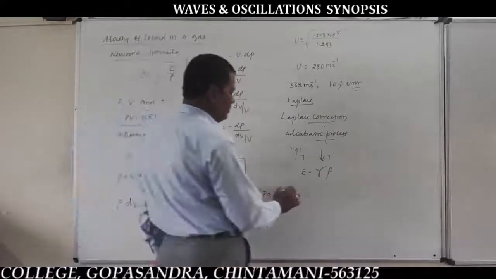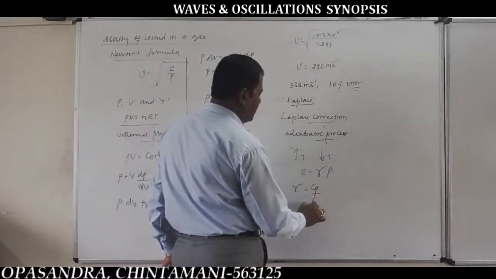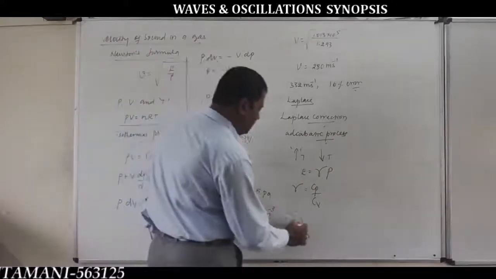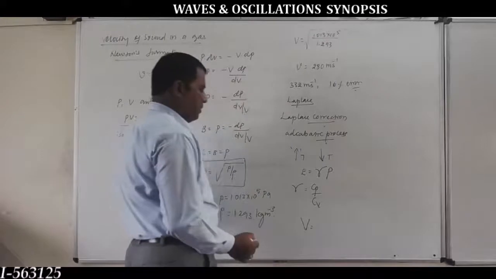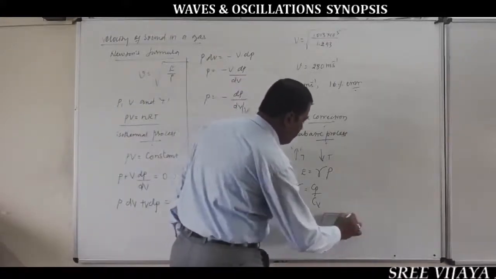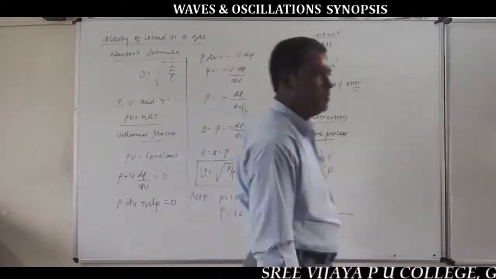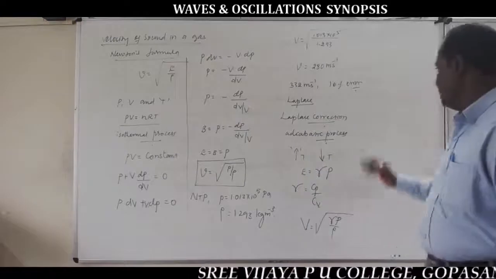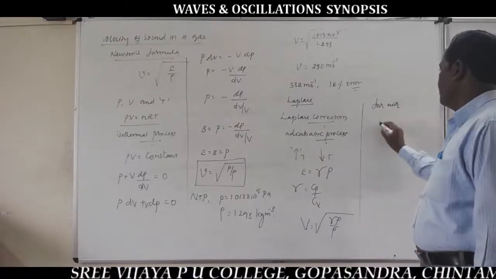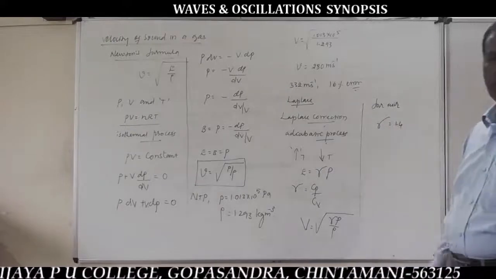So here gamma is the ratio of specific heat capacities at constant pressure and constant volume. Therefore, we will get back the relation for speed of sound in gas as v is equal to square root of gamma P by rho. So for air, gamma is 1.4.